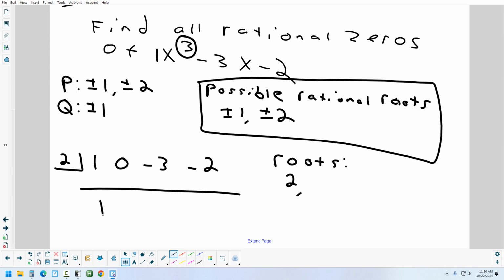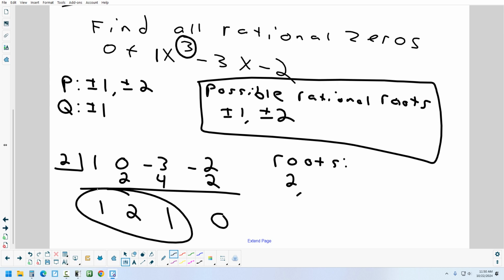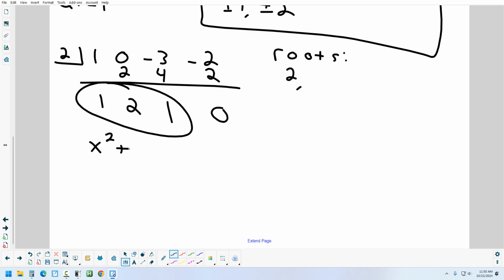So bring down the 1. What's 2 times 1? Add that up, we get 2. What's 2 times 2? 4. Add that up, and we get 1. 2 times 1, 2, and then add that up. 0. There's my remainder of 0, which I already knew. But this is what I'm interested in: x squared plus 2x plus 1.